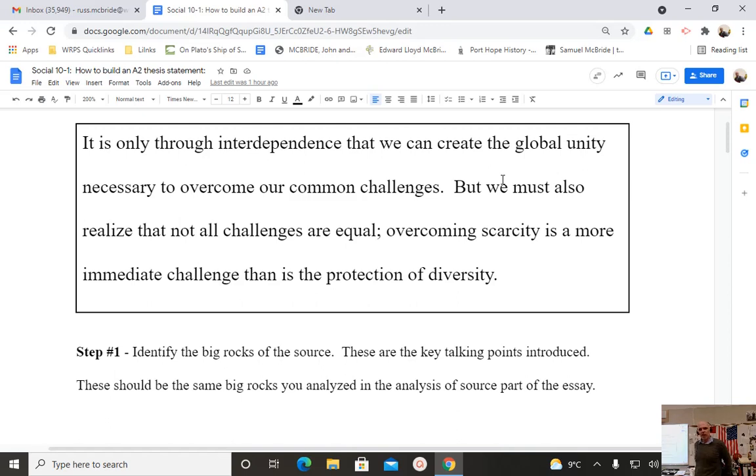The language will change as we will face new sources later in this year. The language will change in 20 and 30, but this step will remain the same. As you're about to create a thesis statement, first thing, what am I making it about? What are the big rocks here? And then you kind of assemble those big rocks and you see, how would I like to respond to the arguments presented? I have a few more tips though.